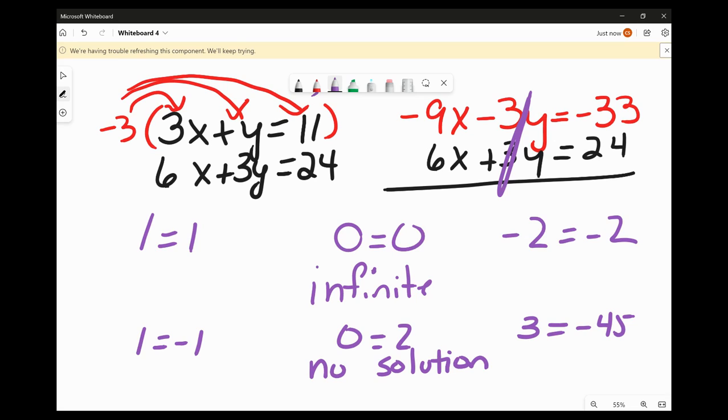Okay? That means no solution means they're parallel lines. Okay? They would never intersect. Infinite solutions means it's the same line. And that's how you would determine if it's infinite solutions. There'd be no variable left. No solution, there's no variable left either. But infinite solutions, the numbers are equal to each other, and no solution, the numbers are not equal. Okay? That's how we would do solving systems of equations through elimination.